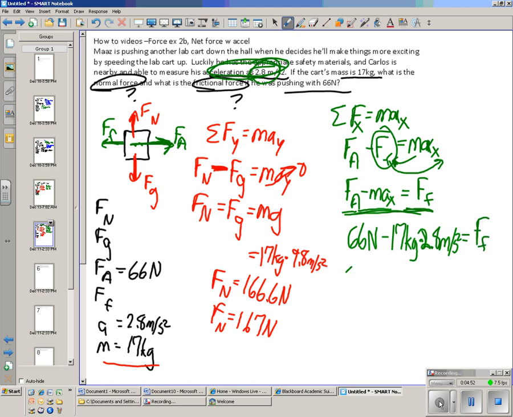I tap some stuff into my calculator. I have 66 newtons minus, let's see, that's going to be 47.6 newtons. Tap, tap, I get 18.4 newtons. The frictional force, which is what I was looking for, is equal to 18.4 newtons. Now, if you remember, it is to the left, so I could also say it's to the left, demonstrated with the negative sign or with the arrow that I just highlighted over here. Okay, physics with acceleration.